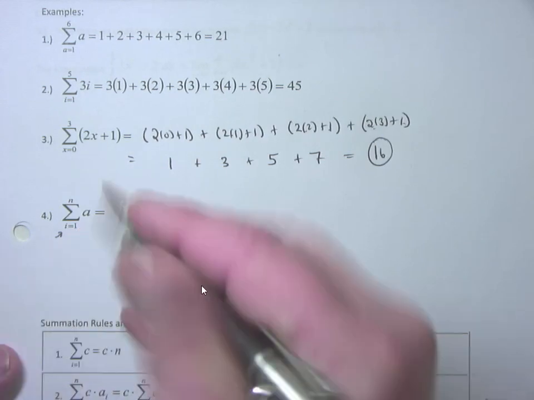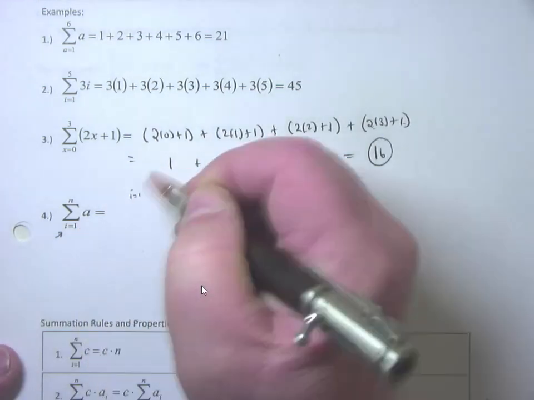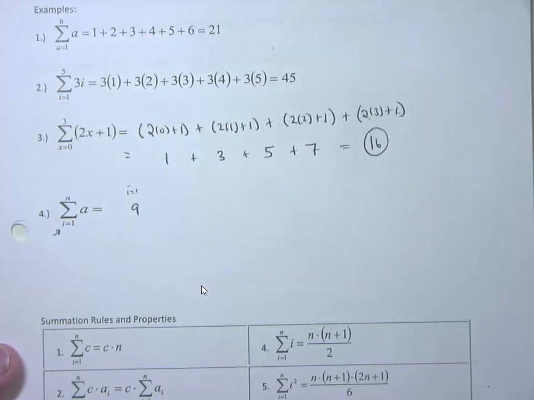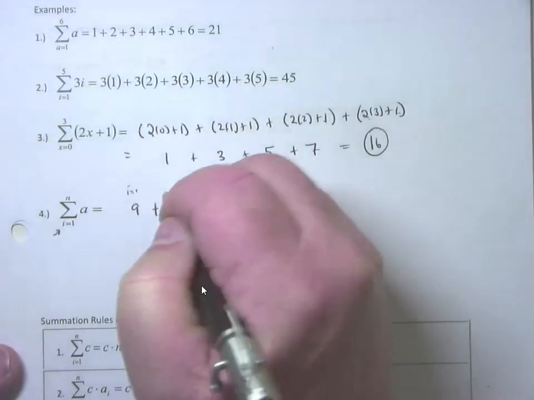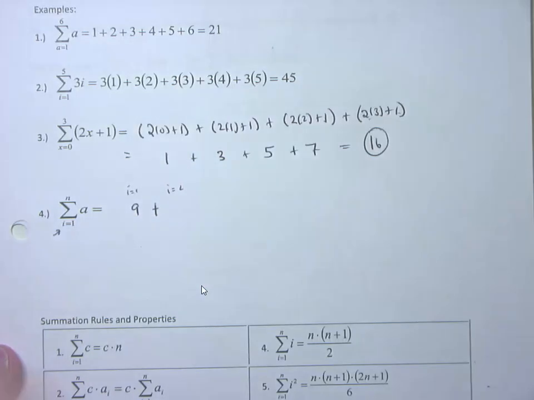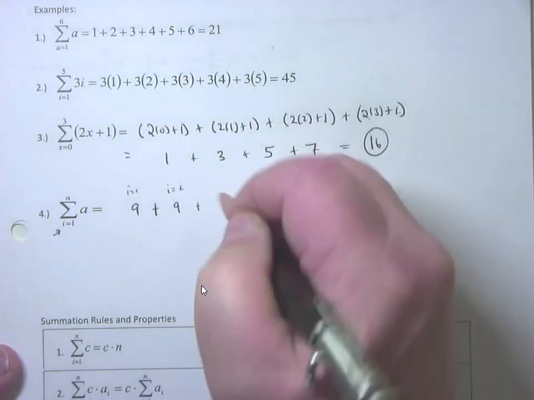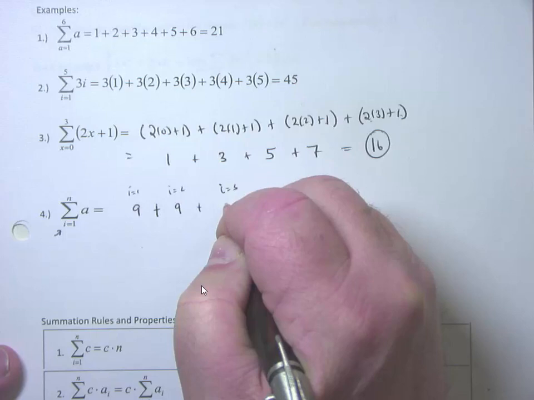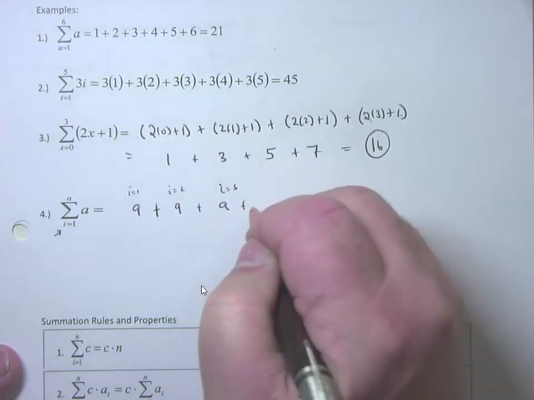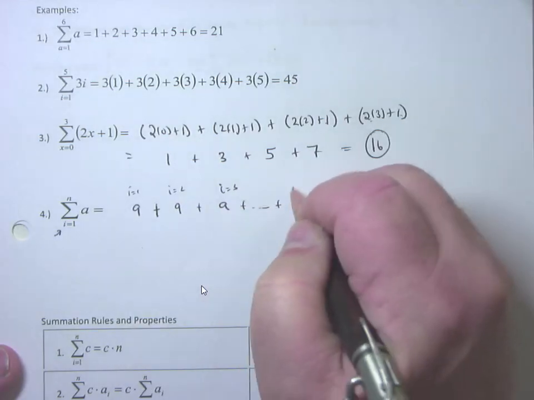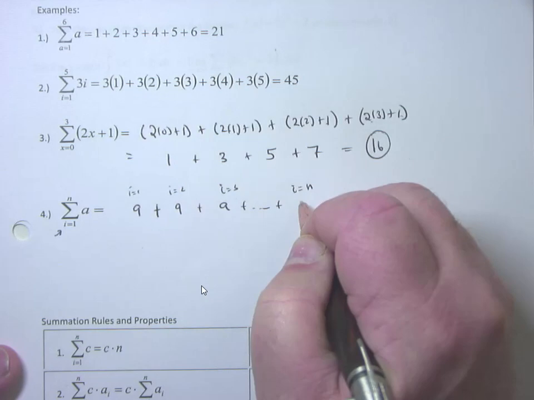So here we go. I'm going to plug in i equals 1, and what do I get? I get a, because there's nothing to plug into. Then plus, I plug in i equals 2, but there's no i to plug into, so I still get a. Plus, here's i equals 3. I plug it in and I still get a. Plus, dot, dot, dot, and I keep going until i equals n, and when I plug in i equals n, I get a.